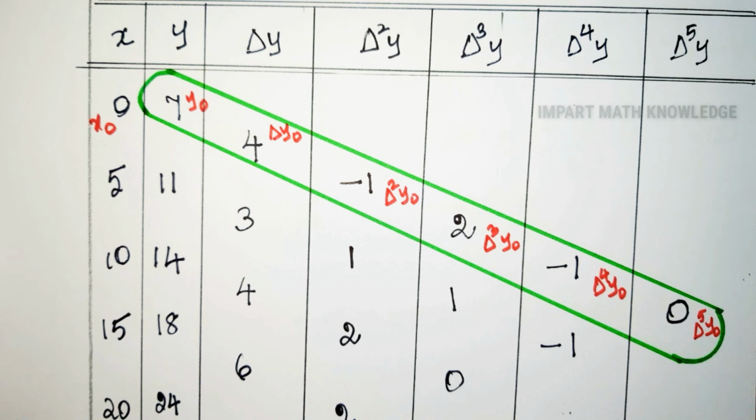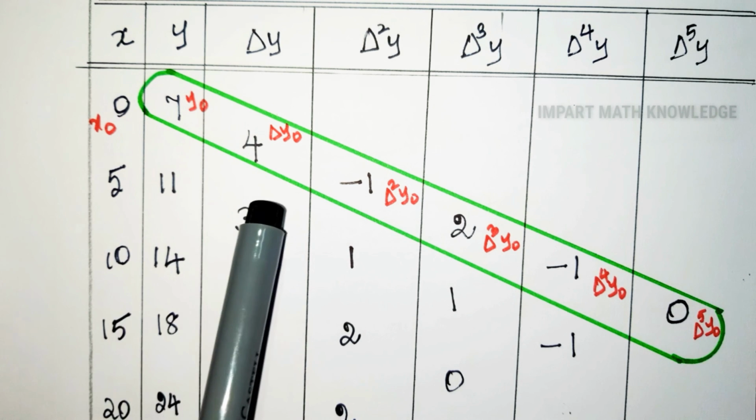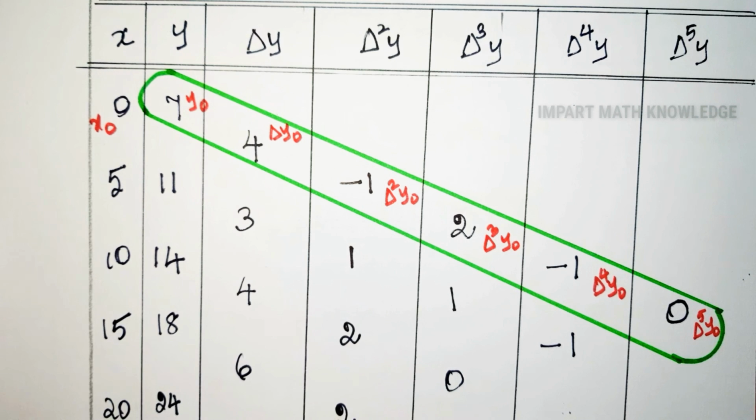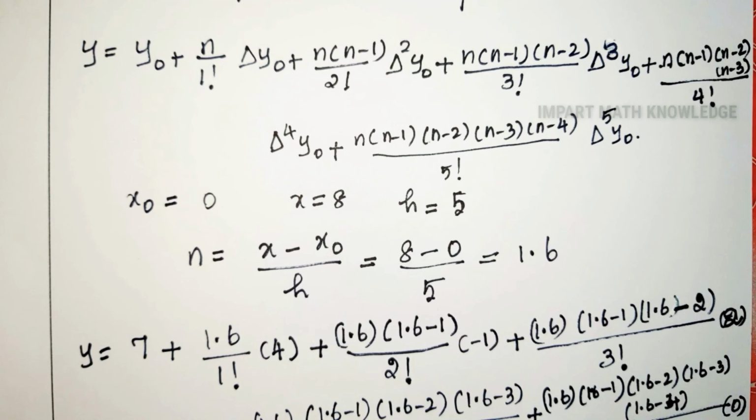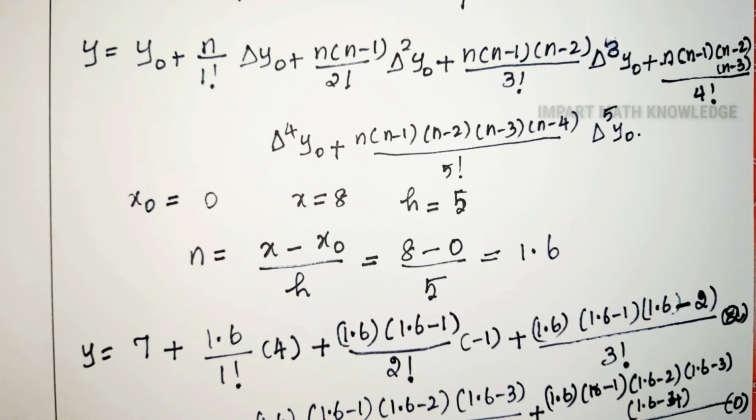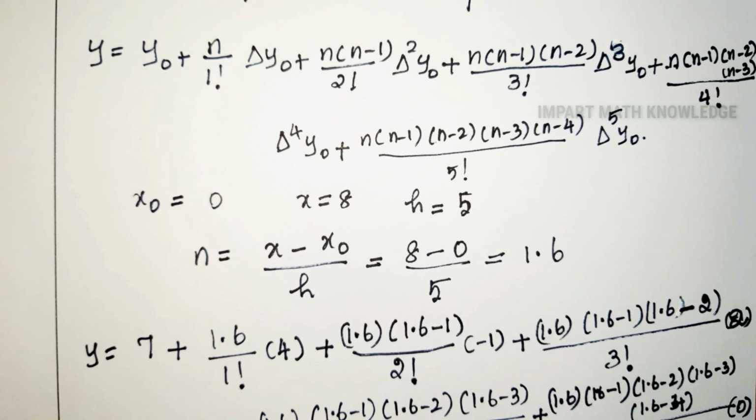For Newton's forward interpolation formula, first we have to frame the difference table. From the difference table, you take the values y naught, del y naught, del square y naught, etc. Then write the formula based on the difference table. Here we have the values up to del power 5 y naught, so you have to write the formula up to del power 5 y naught.